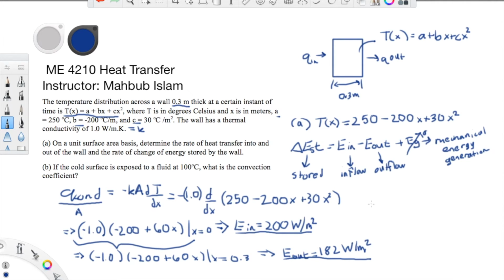As for our stored energy, it is simply our inflow of energy minus the outflow of energy, using what's given here. So our final answer for part A comes out to be 18 watts per meter squared.